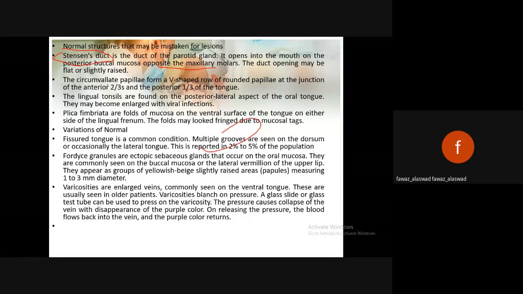Another structure which is usually misdiagnosed during the examination is the circumvallate papillae, which is located at the junction between the anterior two thirds and the posterior one third. Sometimes it is enlarged in shape. Again, the lingual tonsil, which is found on the posterior lateral aspect. The plica fimbriata, folds of mucosa representing on the ventral surface of the tongue.